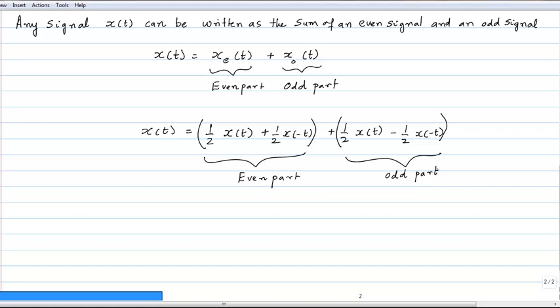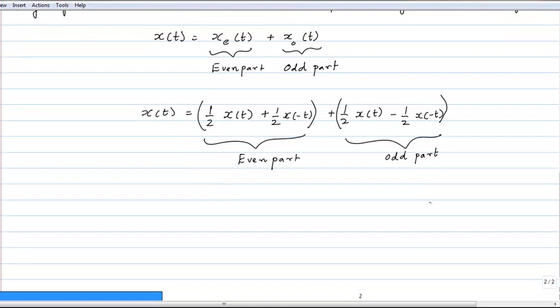It's easy to see that the first part is even and the second part is odd. In fact, I would urge you to stop the video at this point and convince yourself that the first part is in fact even and the second part is in fact odd. It's probably a good idea to stop the video now. Okay, so if you're resuming the video, then let's see why this part is even.